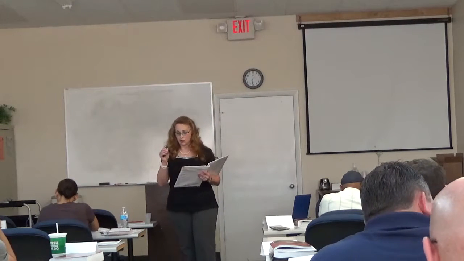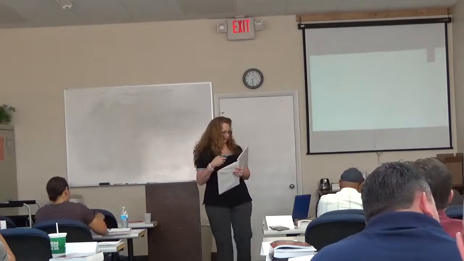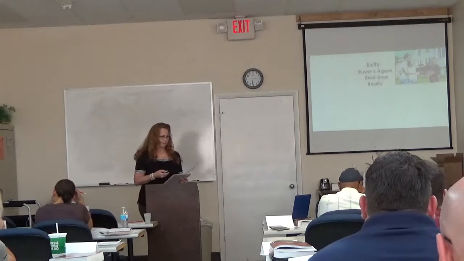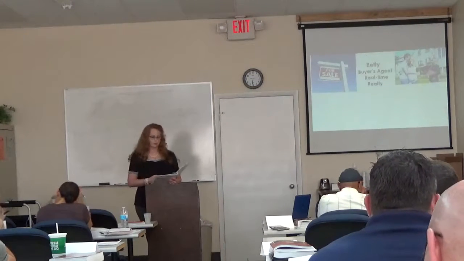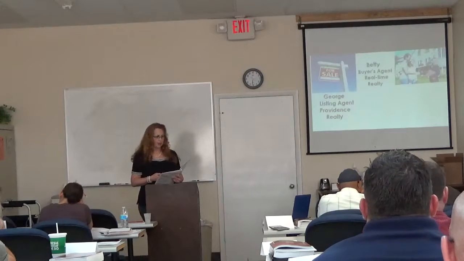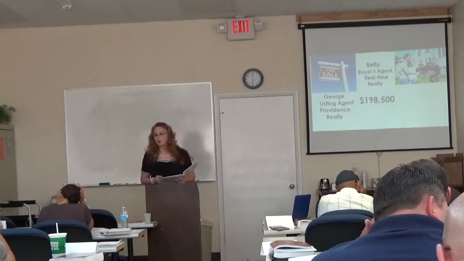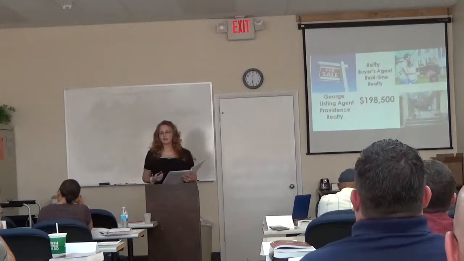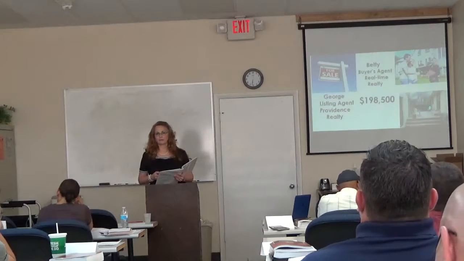After showing the Simmons the property, they fell in love with the house. However, they noticed that there were several loose boards on the back deck, and also the back door lock was damaged. So let's do a little review here. Buyer's agent is Betty, and that's her with the Simmons. She found them the perfect house. It is listed by George. He's the listing agent with Providence Realty. The house is listed for $198,500. And you see the deck and the back door lock.